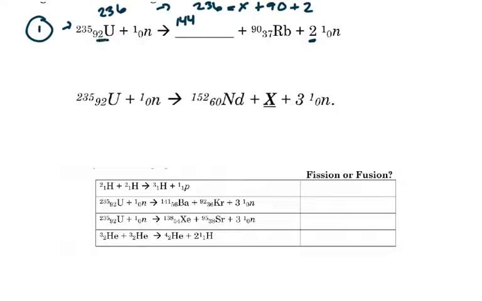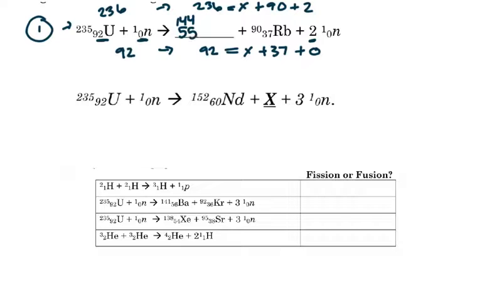So I'm going to do the same thing with those bottom numbers now. On this side, I have uranium 92 plus the neutron, which is 0. So I have 92 down here. That means on this side, I need 92 as well. So 92 is going to equal x, I don't know what's on the bottom there, plus 37 from the rubidium, and then plus 0 from the neutron, because 2 times 0 gives me 0. Again, solving for x, I get 55.